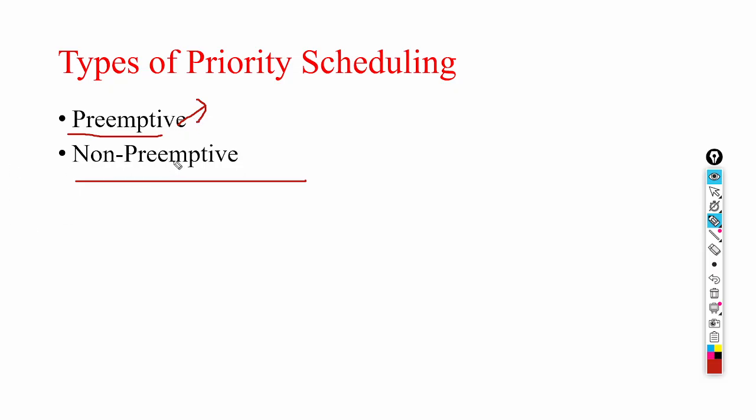In non-preemptive priority scheduling, once a process starts its execution, it continues until completion. But in preemptive, a higher priority process can interrupt the currently running process. These are the two types of priority scheduling, preemptive and non-preemptive.